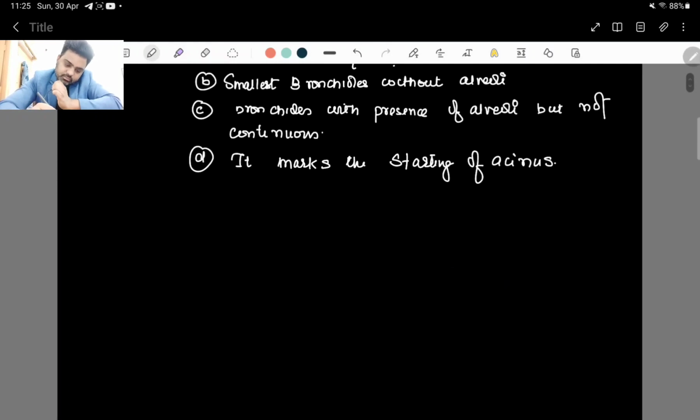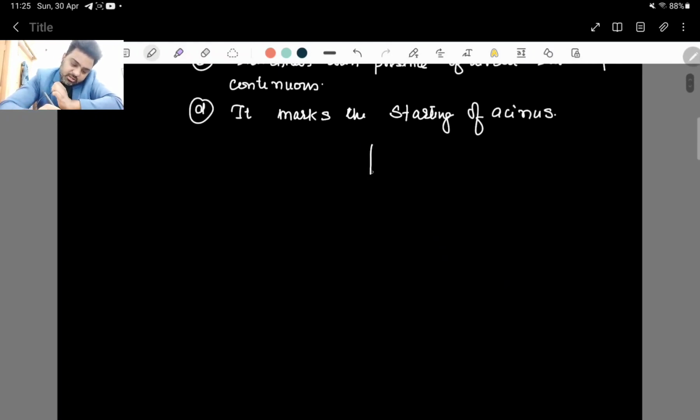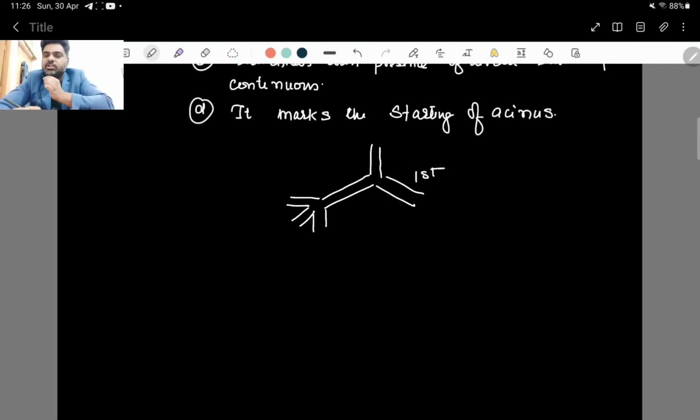We know that we have a trachea, and the trachea divides into bronchi. This is the first division, and the bronchus again divides, and the division carries on till the 16th division. I am again saying, till the 16th division. The 16th division is generally known as the terminal bronchiole, but it is not the best definition.